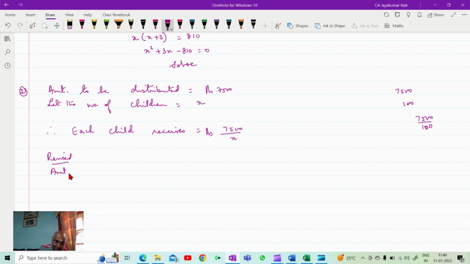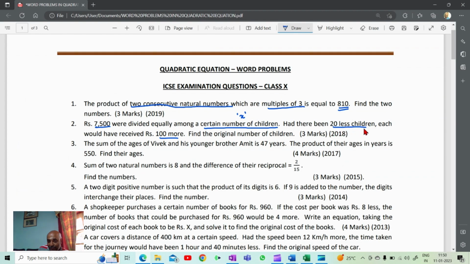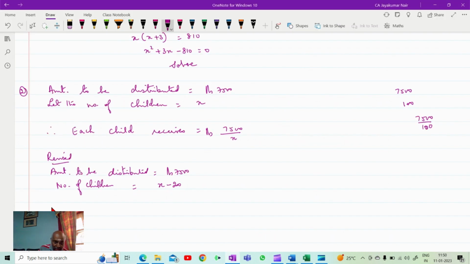Amount to be distributed is the same. There is no change. Amount to be distributed remains the same, which is 7,500. Number of children will be equal to x minus 20 because the question says, had there been 20 children less. Okay, so x minus 20. Therefore, each child will receive how much? It'll be rupees 7,500 over x minus 20.